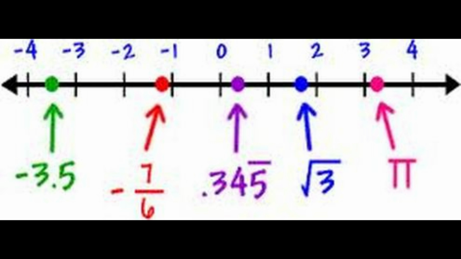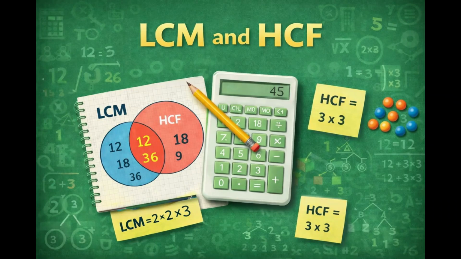Now I'll ask you a few questions. Is 0 a natural number? Is every integer a rational number? And classify -12, -7, 3 by 7, root 7 as natural numbers, whole numbers, integers, or irrational numbers. Answer in the comments below.